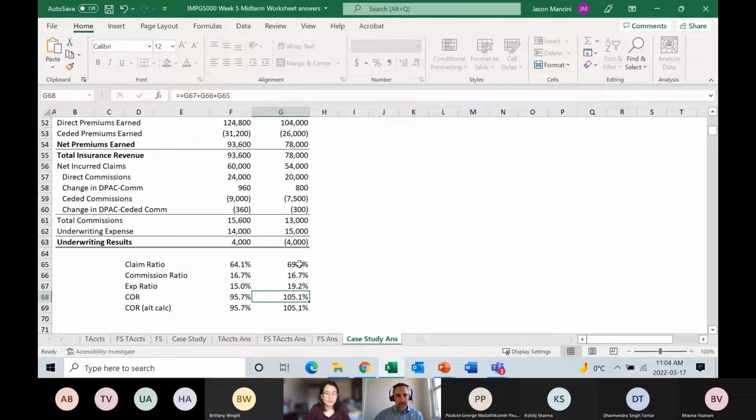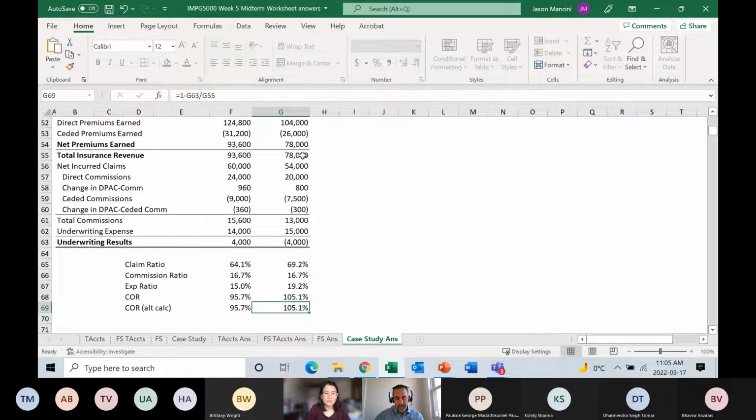So if you came out and you only had a combined ratio of 90 and it was a loss, that would have been an indication that something was wrong in the calculation of the combined ratio. Because if underwriting results are negative, your combined ratio is going to be over 100. So that's why we talked about this alternate calculation for combined, where it's 1 minus the margin, right? 1 minus underwriting result divided by your revenue.